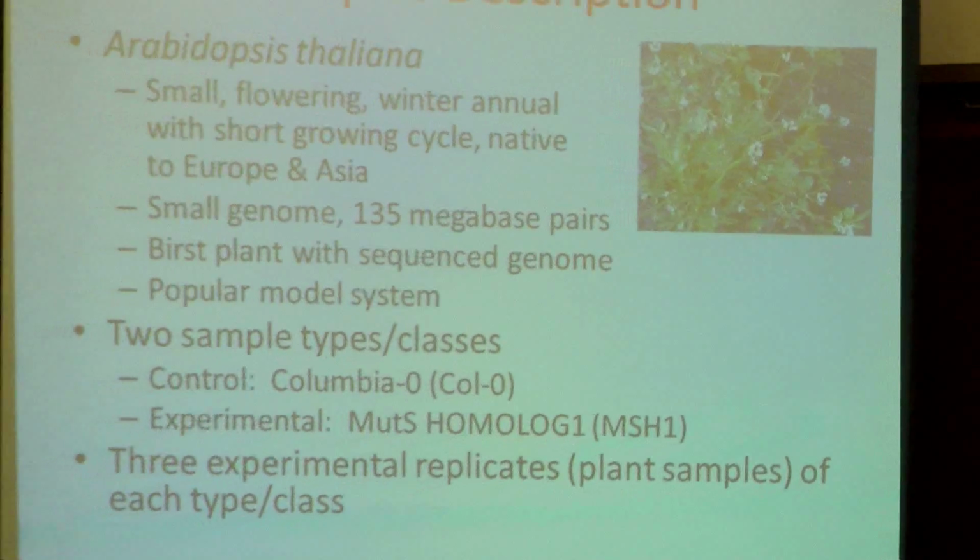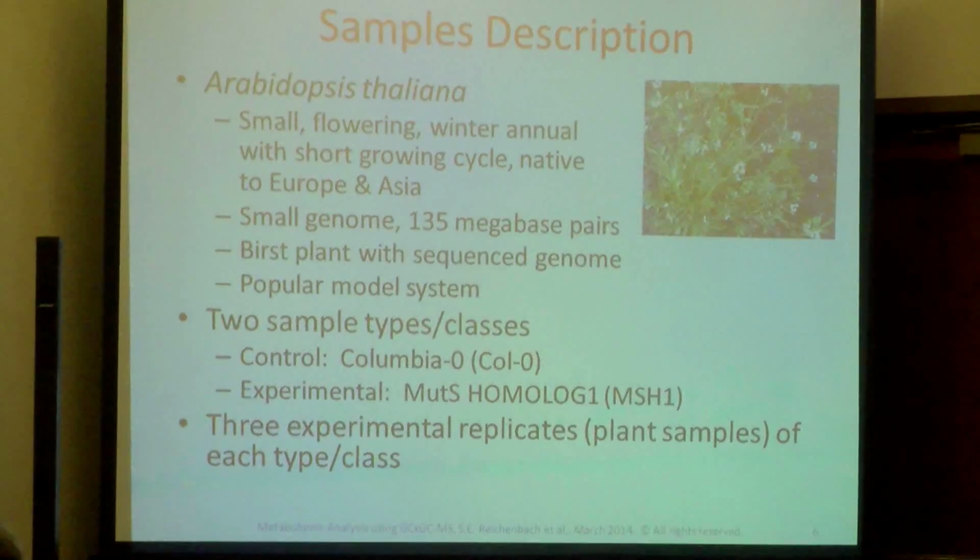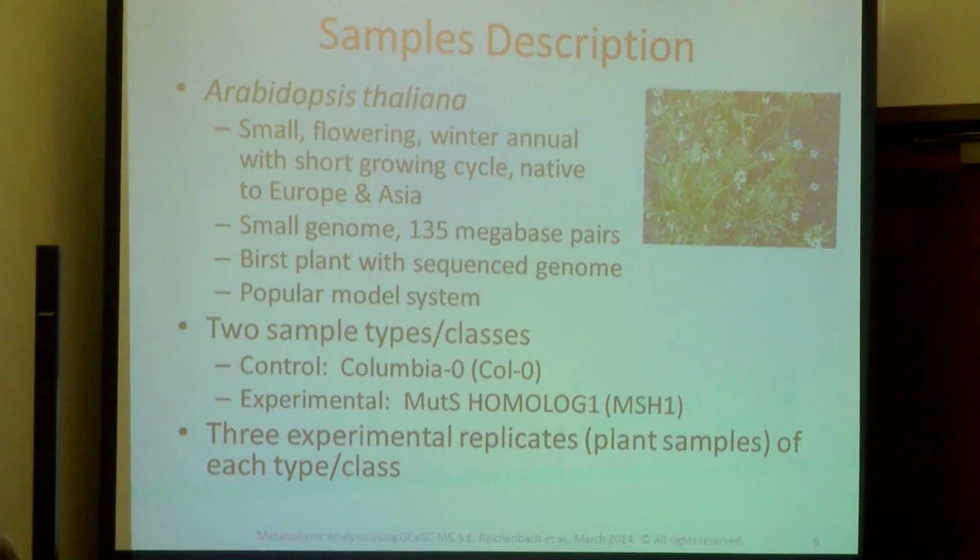So next, samples and sample preparation. The samples were Arabidopsis, which is a kind of small, I guess it's something like a mustard plant. I don't really know very much about it, but it's got a small genome, and it was one of the first fully sequenced genomes, and so it's a popular model system, and those were all reasons why we selected it for our work.